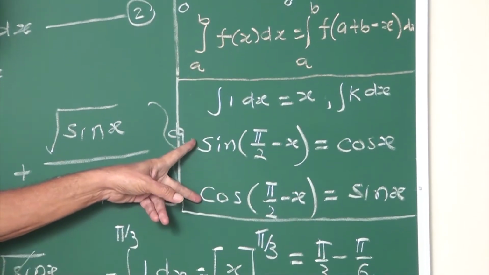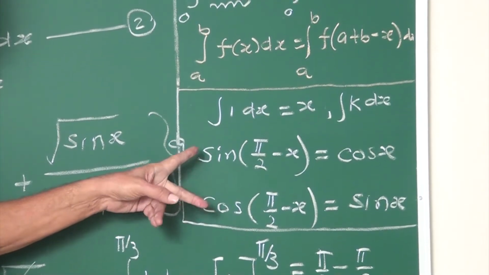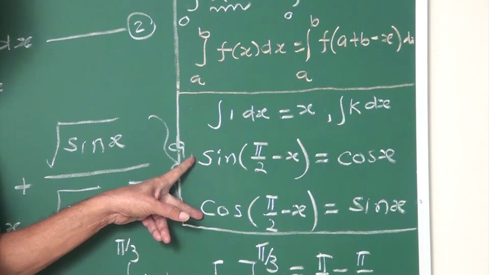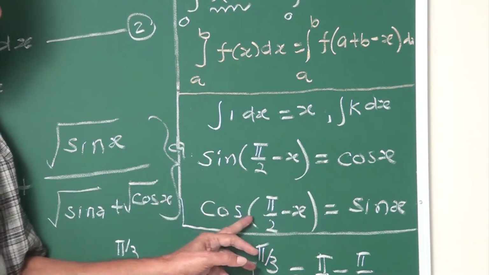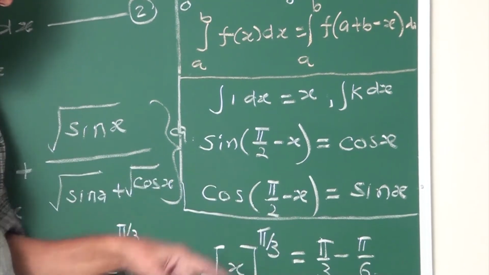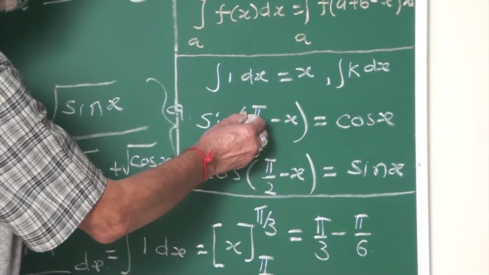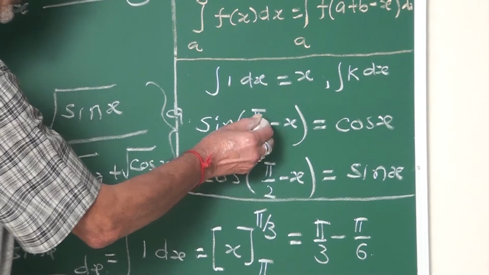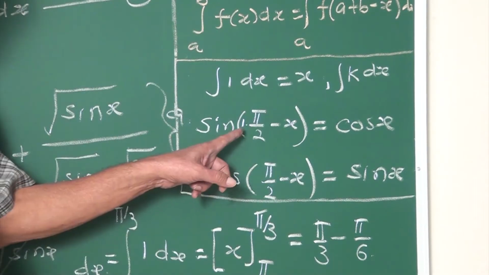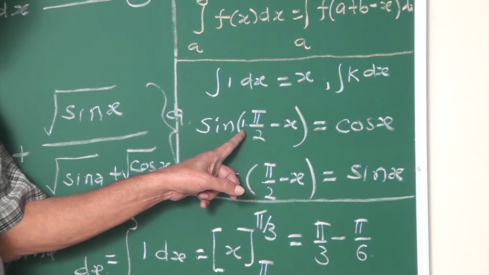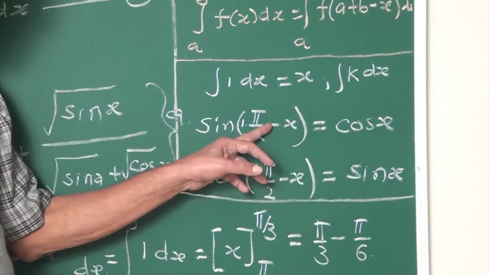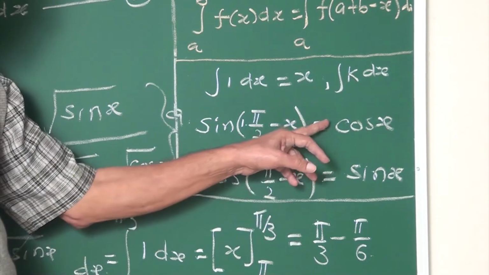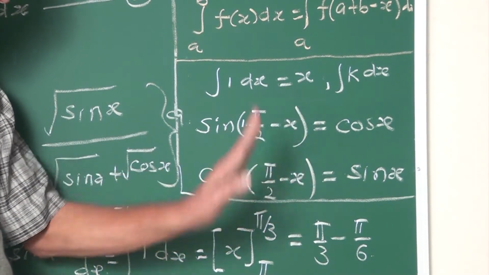This is integral of 1. You know, these are allied angle formulae done in 10th standard. Sine of pi by 2 minus x is cos x. Cos of pi by 2 minus x is sine x. If it is pi by 2, it is 1 into pi by 2, an odd multiple, so sine changes to cos and cos changes to sine. And angle is in the first quadrant, both the signs are positive. I will explain only that much now.